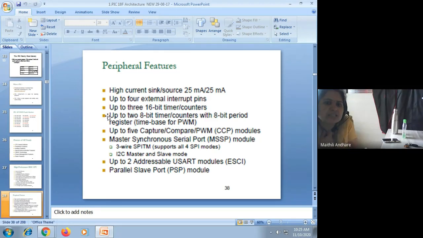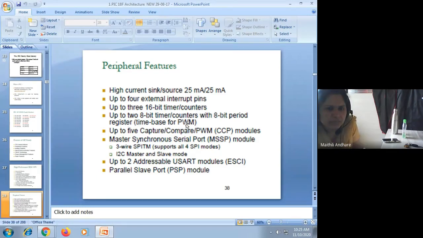Here, 3 16-bit timers and counters are available. There we have studied that 2 16-bit timers are available. Up to two 8-bit timer counters with an 8-bit period register. That is, a total of 5 timers are available. 3 timers are 16-bit and 2 timers are 8-bit.